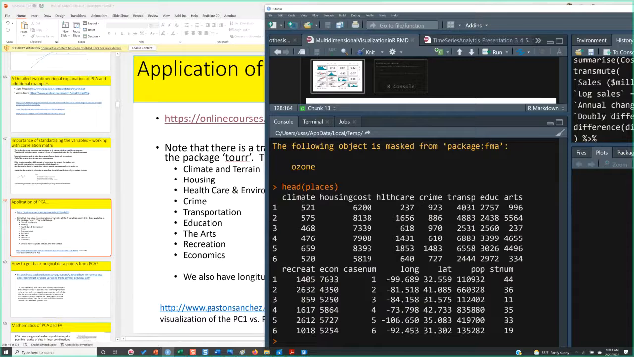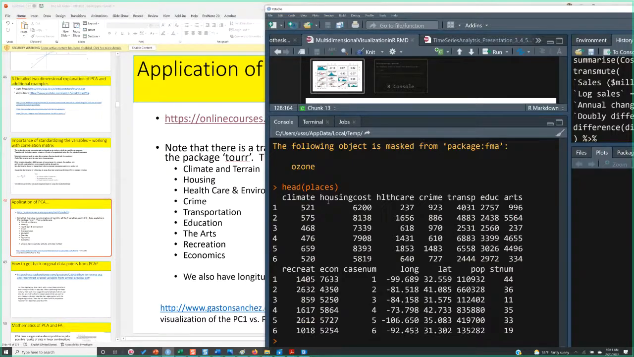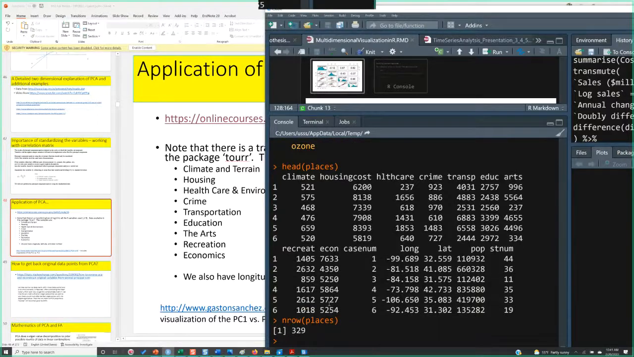So it has climate and terrain condition. There is a score people give, and these are just those scores. Housing cost could be actual dollars. Healthcare score, crime level, transportation, education, arts, recreation, economics. Then case number. It also has longitude, latitude, population size, and state number. If you look at the length and row of places, we have 329 places for which we have this data. So far, so good?